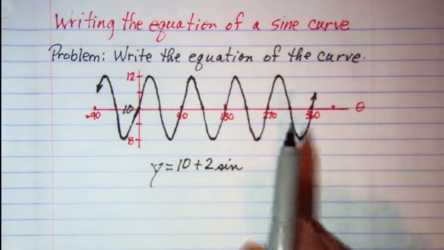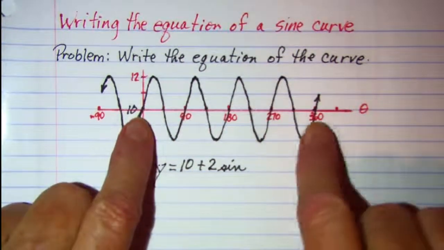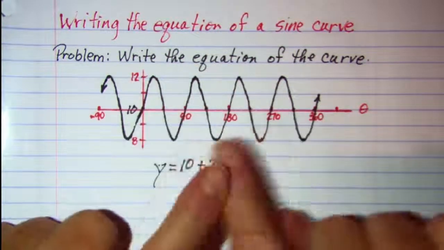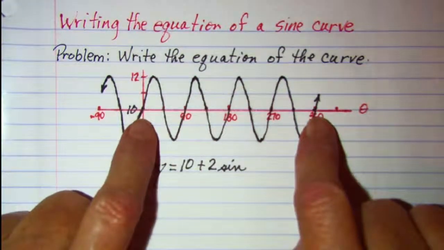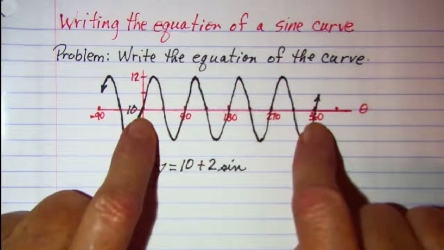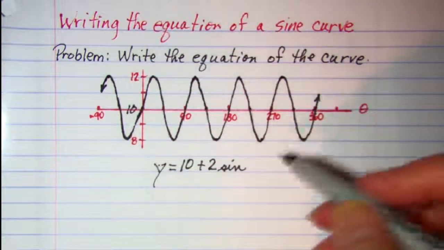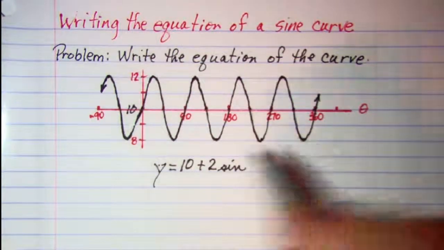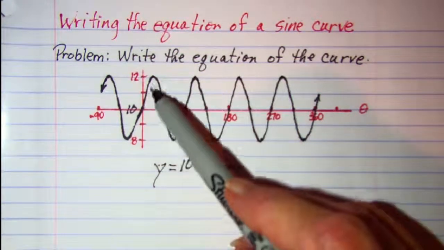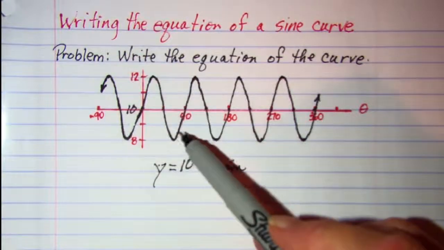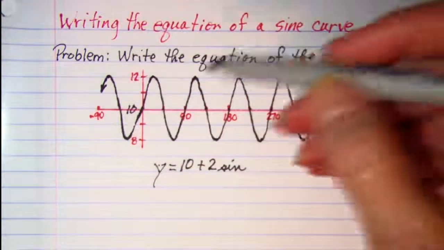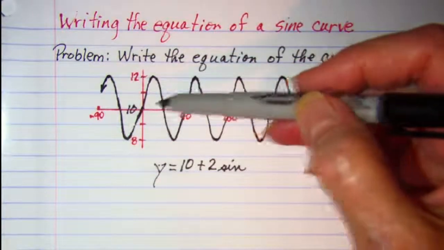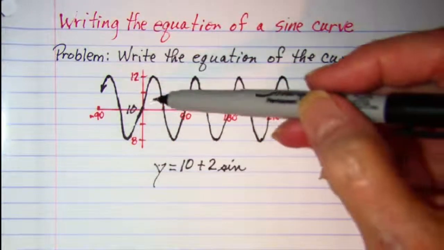Now I can see that this curve is squished so that there's more than one curve done in the usual 360 degrees. So a fast way to get the coefficient of my argument would be to count the number of curves, but that's not always accurate. So what I'm going to do is determine how many degrees in one period.